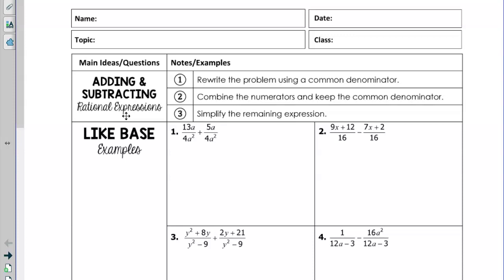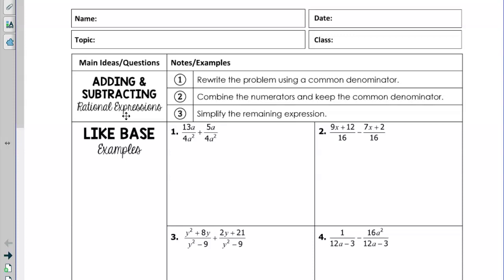Number 1, rewrite the problem using a common denominator. If there are already common denominators, you don't need to change anything. So that's the first thing you want to look at. Number 2 is to combine the numerators and keep the common denominator. And then we're going to simplify the remaining expression.